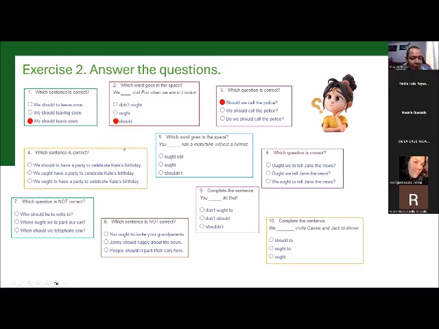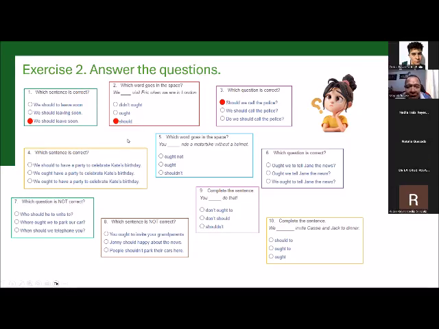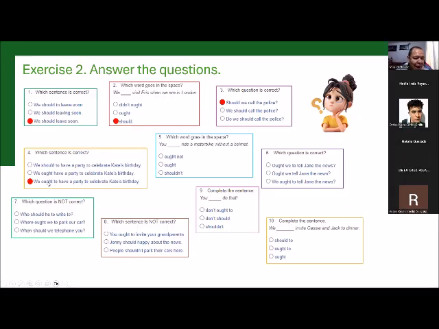Okay, number 4. Emilio, please. Carlos Emilio, number 4. Which sentence is correct? We ought to have a party to celebrate Kate's birthday. Exactly. We ought to. Remember, after ought, we have to before the main verb. After should, we have the main verb. Yes, you were right. Thank you so much for your help, Carlos Emilio. Okay, number 5.